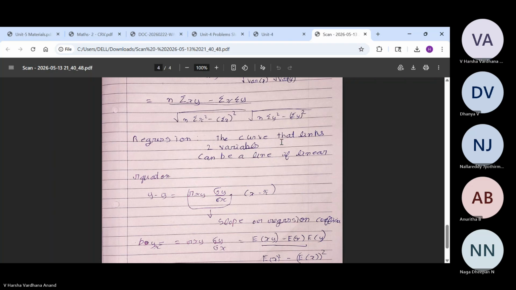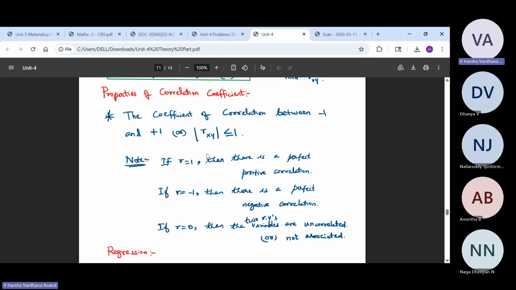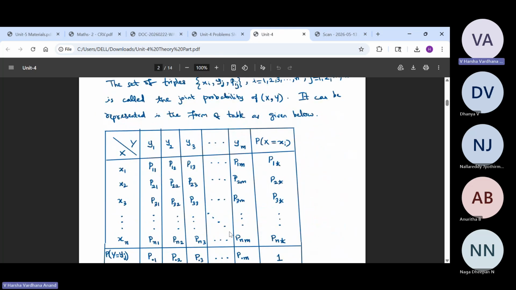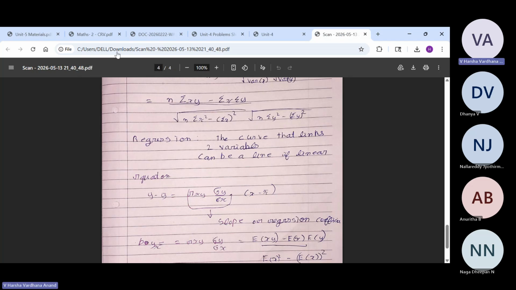Next, let's go to regression. Regression is a curve that links two variables. Let's take the curve. For example, this is the vector space we have, and x comma y are the variables, or rather the distribution of the variables. What we're doing is plotting the grid that we saw previously. Remember this? This grid, P11 to PNM. We're just plotting that.